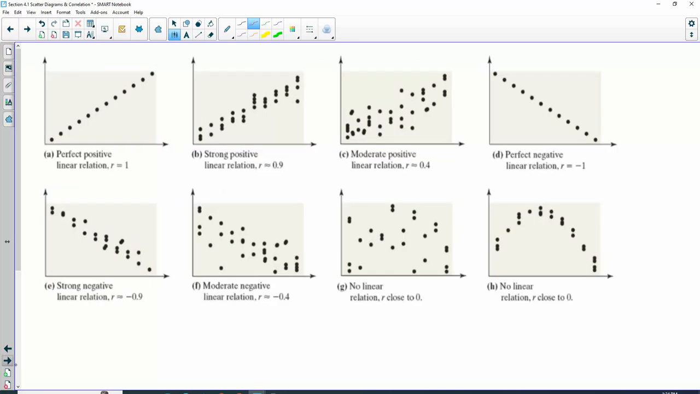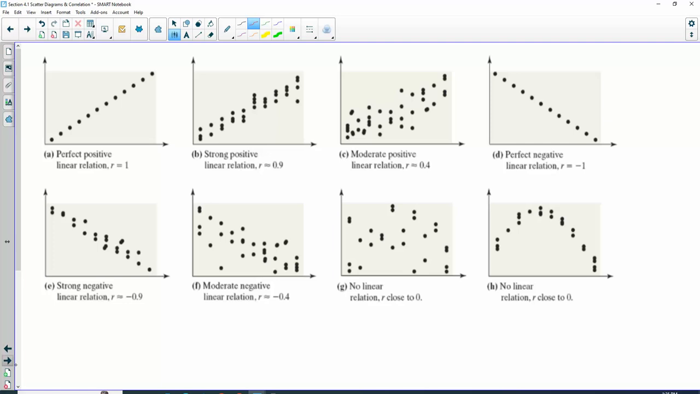So this is just showing what these might look like. In this case, it's a perfect linear relationship, so that would be when R is 1. Here, it's a pretty solid positive relationship, so that might be an R of 0.9. Here, is it still a positive relationship? Yeah, but is it a very good one? No, so that one's about a 0.4. This would be a perfect -1, -0.9, -0.4.